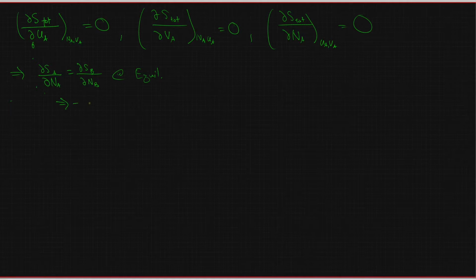Okay, so we're going to slap on a minus T to each side of that, and obviously the equation still holds. And we're going to call this a new thermodynamic quantity. We're going to define this to be the so-called chemical potential. We'll define it to be minus T times that slope, holding the energy and the volume constant, such that mu A equals mu B at equilibrium.